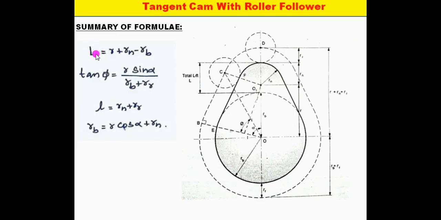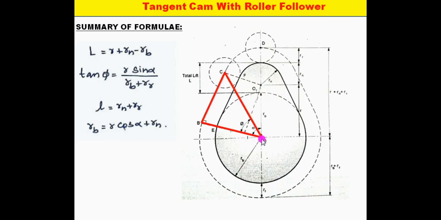Tangent cam with roller follower. Summary of formulae. The lift L is equal to the distance between the point O1 and the apex. This is given by the formula: total length from O to the apex minus the base circle radius.